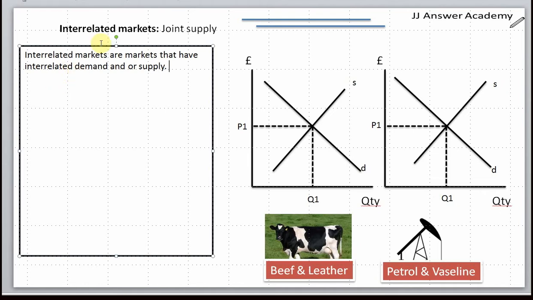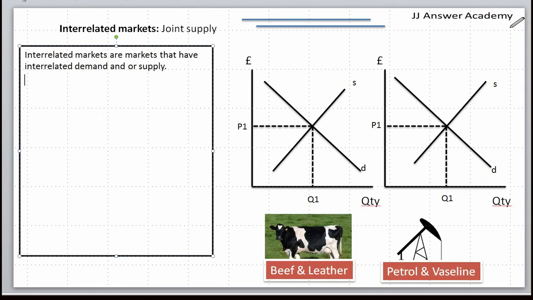So in this video, we're looking at joint supply. I've given you an example of beef and leather. If we slaughter more cows for beef, obviously the supply of leather will increase. Similarly, if we bring out more petroleum for petrol, the supply of Vaseline will increase. Leather and Vaseline, in this case, are byproducts.